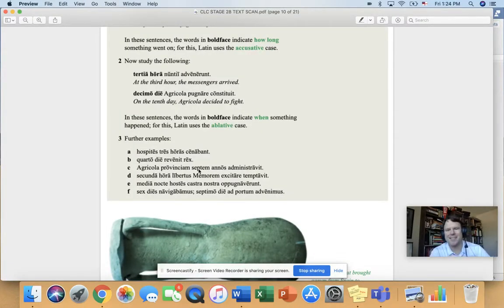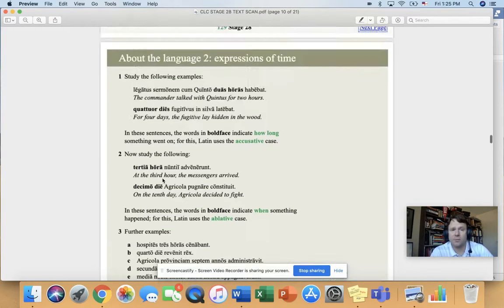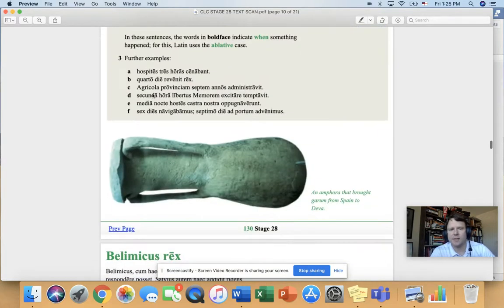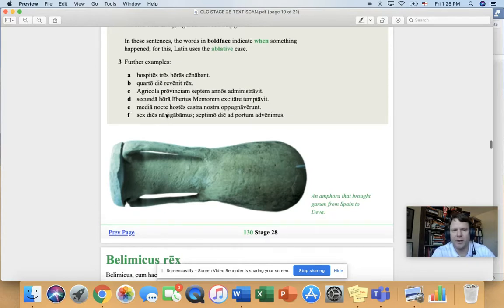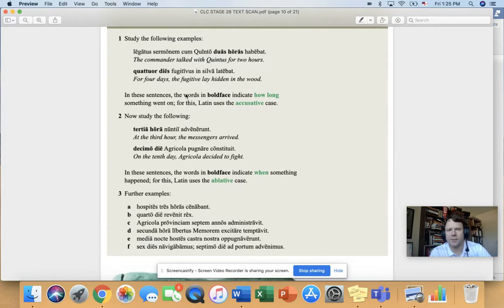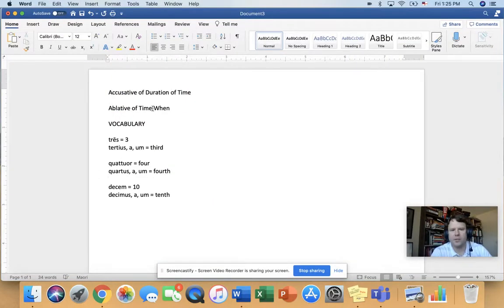Letter C, we've got septem annos. Think about this. Are we saying 7 for septem, or is this 7th? Are we saying for 7 years, or on or in the 7th year? Pause it. Okay, everybody, it's for 7 years. So septem is 7. 7th would be septimus. Secunda ora: is that for 2 hours, or at the second hour? Pause it. That is at the second hour. For 2 hours would be duas horas. This is secunda ora. Now I'm going to leave E and F to you, but I hope that makes sense. We use the accusative to say for how long something happens. We use the ablative to explain when. So accusative of duration of time versus the ablative of time when.